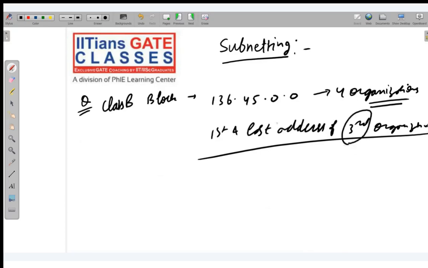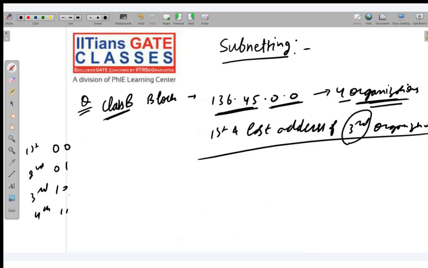For that, since there are four organizations, we will borrow 2 bits from the third octet. See, the first 2 octets are reserved for class B, that is for the net ID. From the host ID, we will borrow 2 bits. Why 2 bits? Because four organizations, and 2 power 2 is 4. For the first organization, these 2 bits will be 00. For the second organization, it will be 01. For the third, it will be 10, and for the fourth, it will be 11.